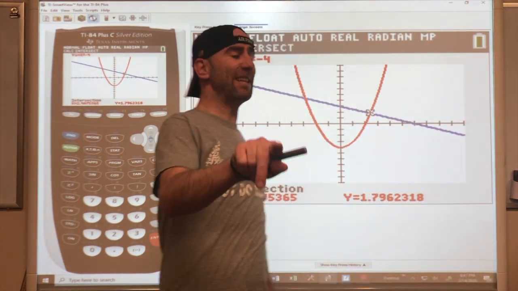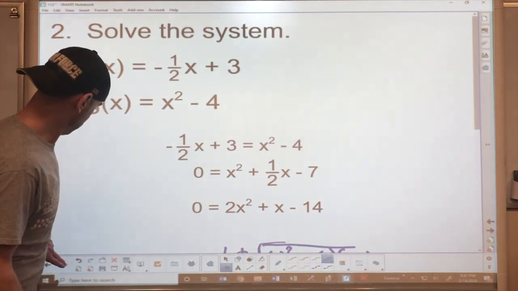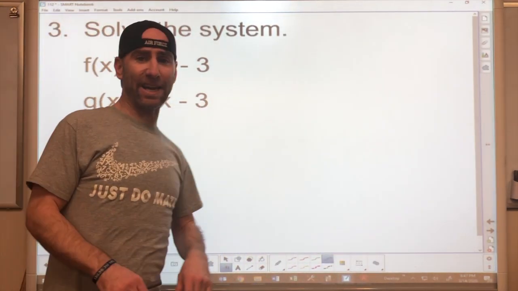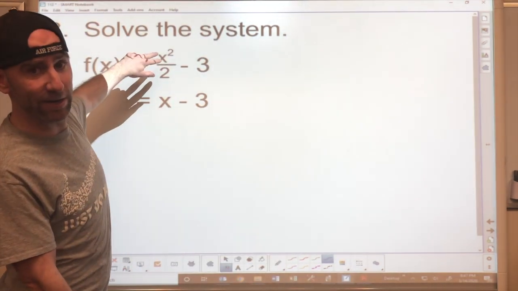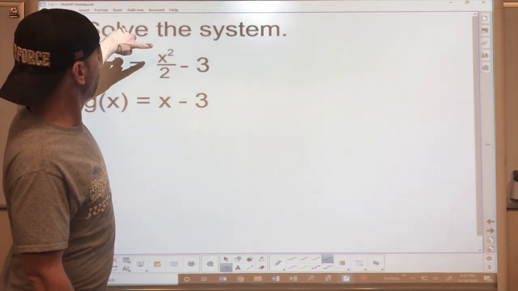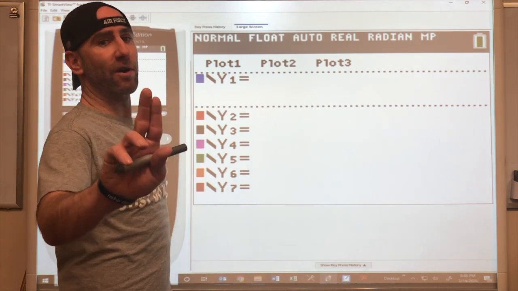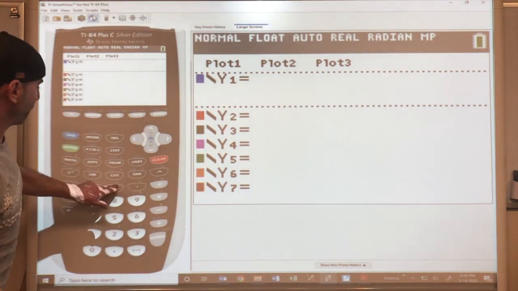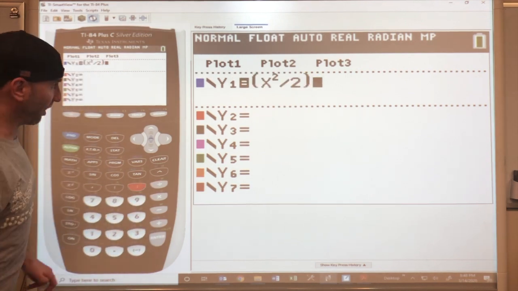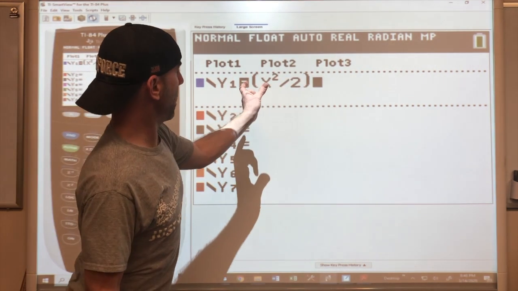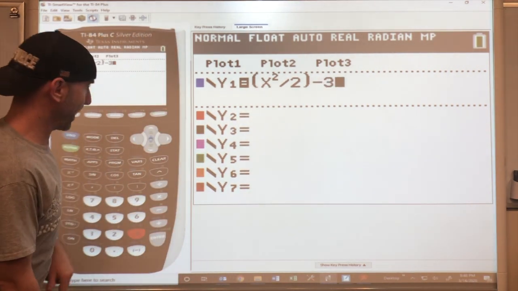Okay, try this next one on your own. Enter those into the calculator, but notice again you have a unique situation here. It's a fraction with a variable in the numerator, so let's take a look. Enter function number 1 up top, but using parentheses here, x squared divided by 2. Don't forget to close that to indicate that that's the end of the fraction, minus 3.